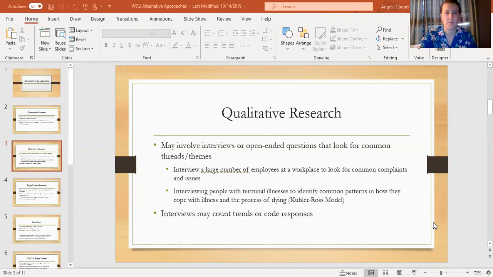When we are analyzing qualitative research, we can count the trends. We can look at the common themes, like, for instance, the Kubler-Ross model. If you're not familiar with it, it's the 5 stages of grief: denial, anger, bargaining, depression, and acceptance.